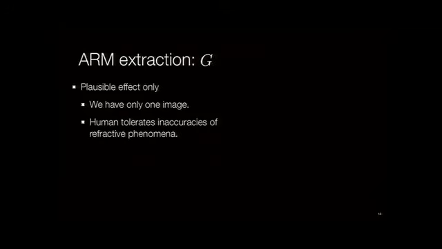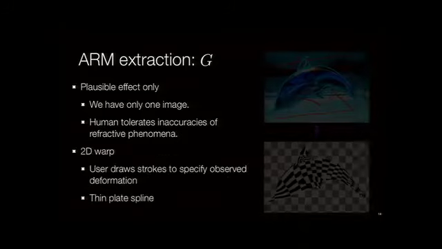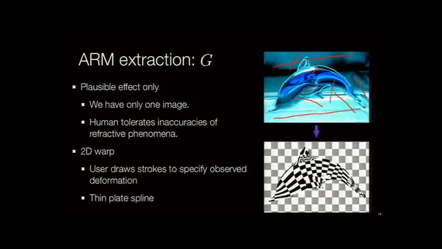Since we only have a single image, it's impossible to extract the real refractive deformation. Instead, we target plausible effects. And the key reason for this approach being successful is that our human visual system tolerates the inaccuracies of refractive phenomena. And I will demonstrate this fact to you shortly. The refractive deformation is represented by a 2D warping function, and we pick the thin-plate spline function to represent this 2D warping function. We pick thin-plate spline simply because of its computational efficiency.